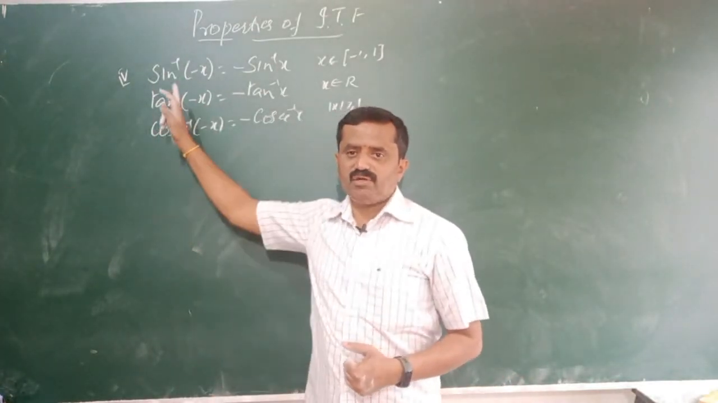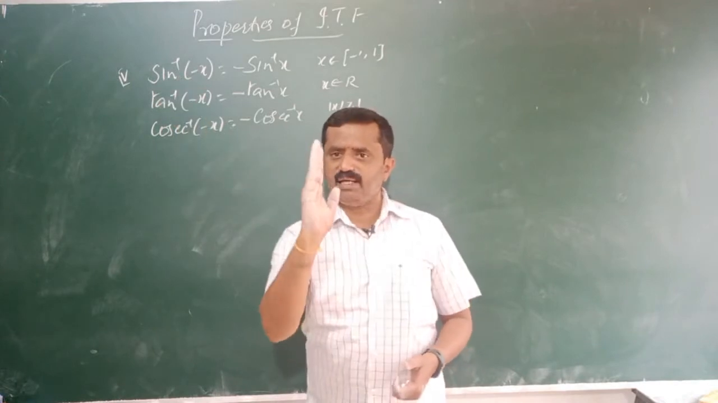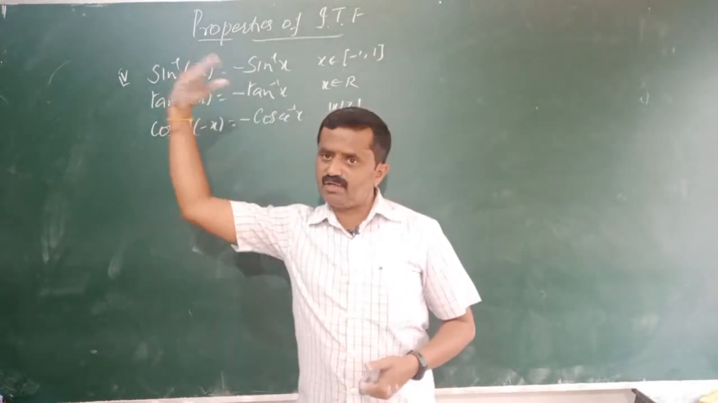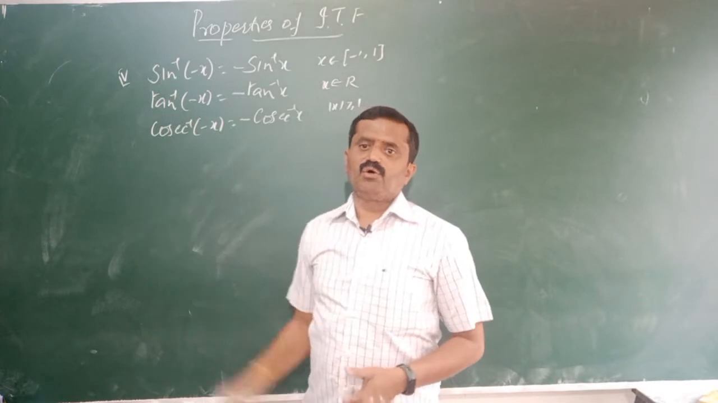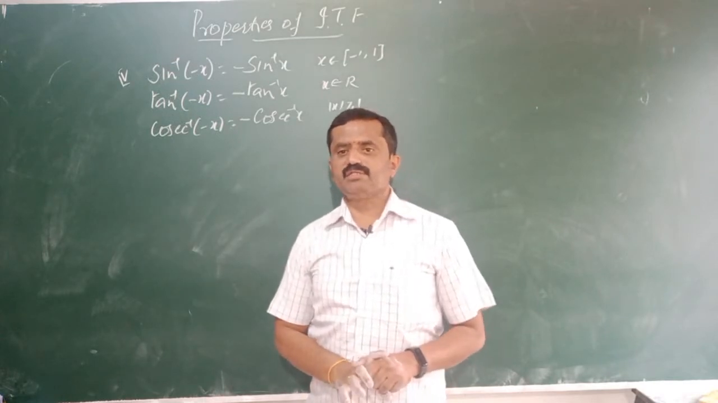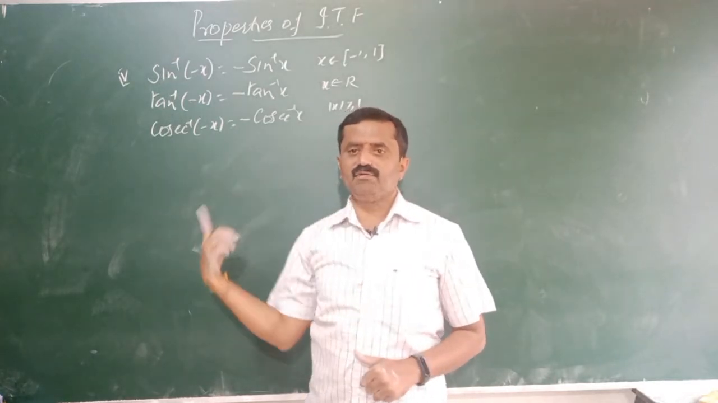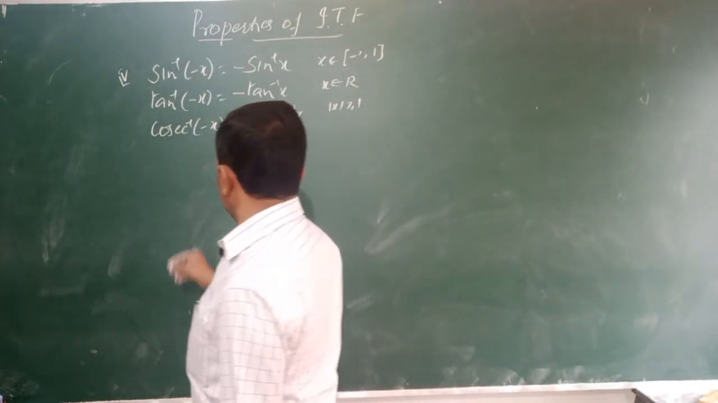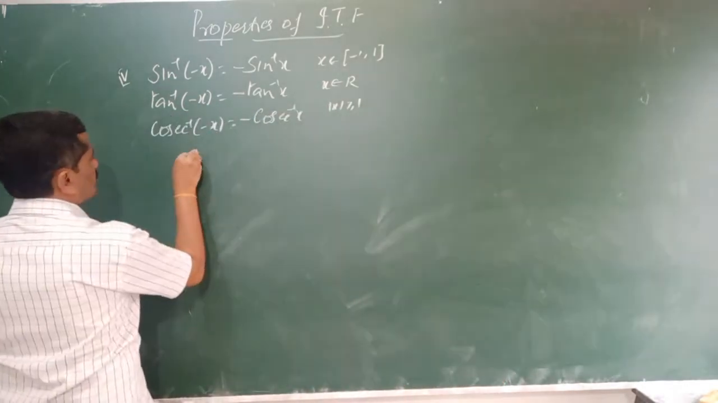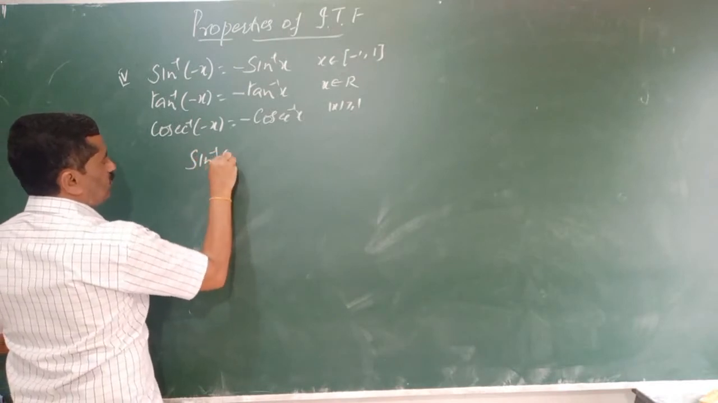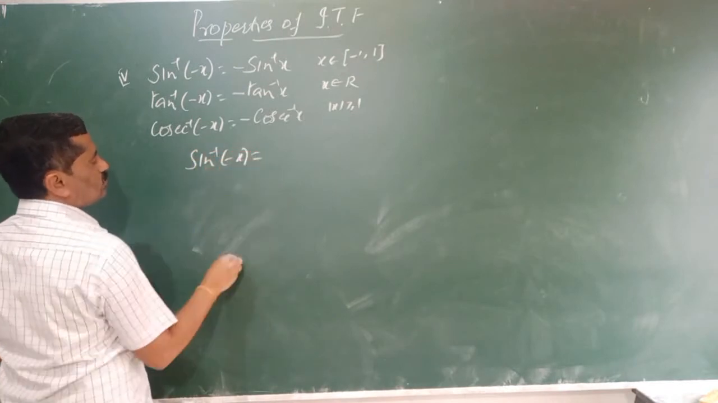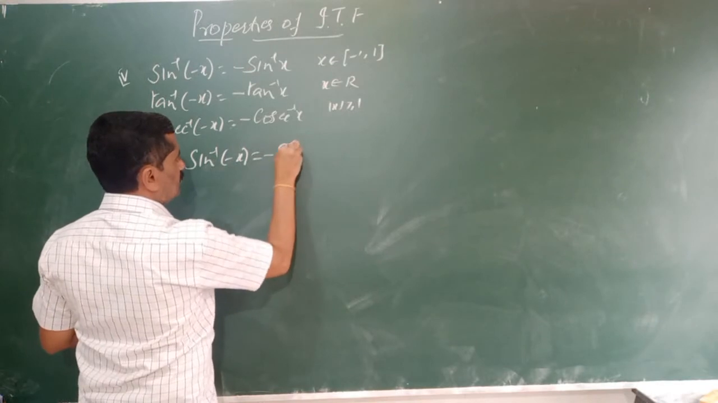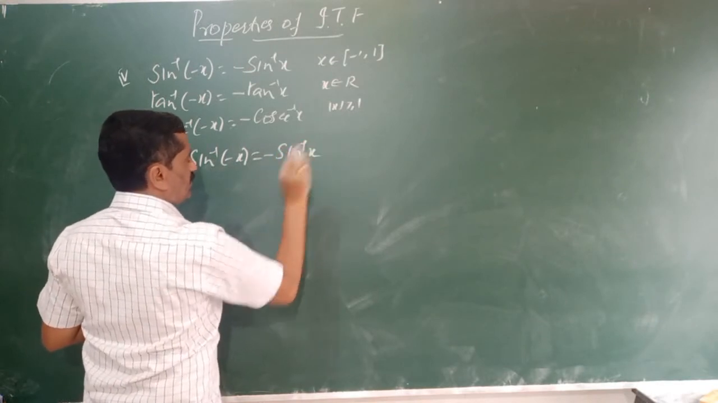Next one you have tan inverse of minus x is equal to minus tan inverse of x, and then cosecant inverse of minus x is equal to minus cosecant inverse x. Again we will prove one by one. First we have the first one, that is sin inverse of minus x is equal to minus sin inverse of x.